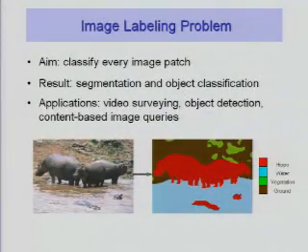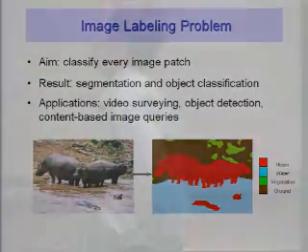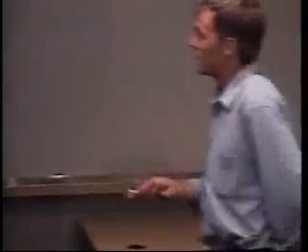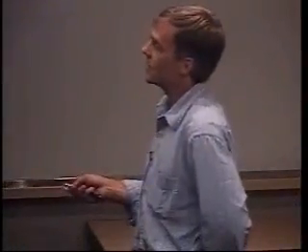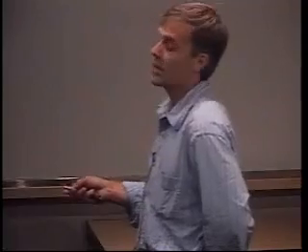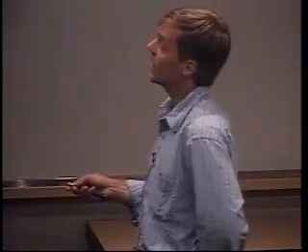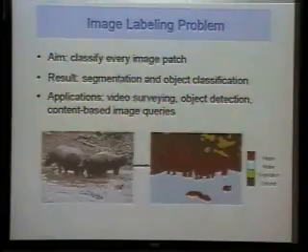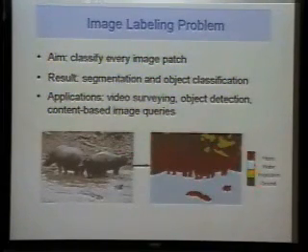Okay, so the aim of image labeling is you want to take an image like this one, and think of the pixels in this image. And you want to classify every one of these pixels into some set of labels. So here's a simple example where there would be 4 different labels. Every pixel is either a hippo pixel, a water pixel, vegetation, or a ground pixel.